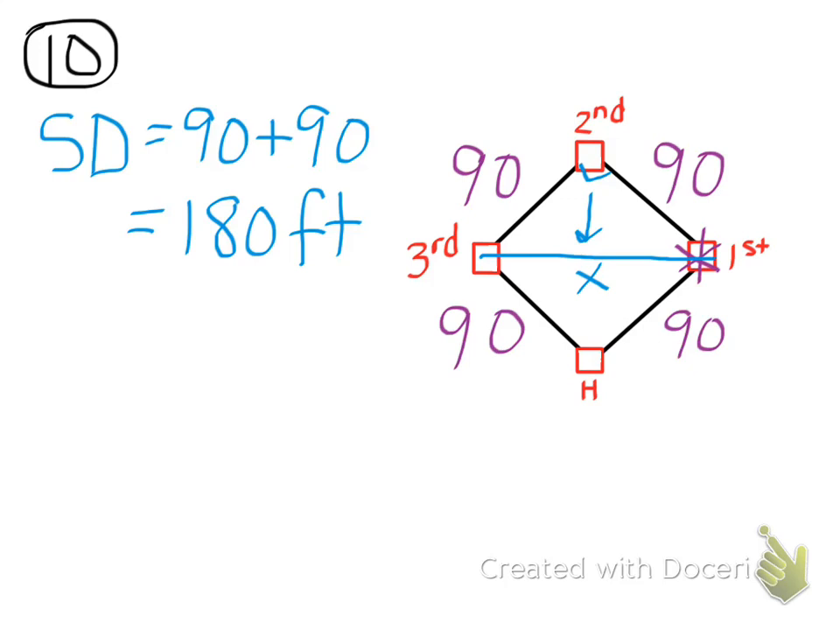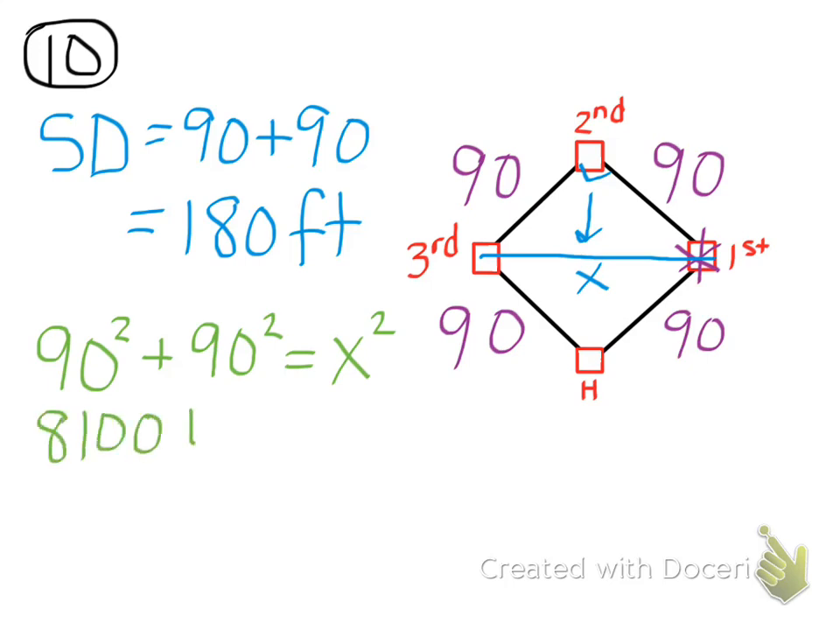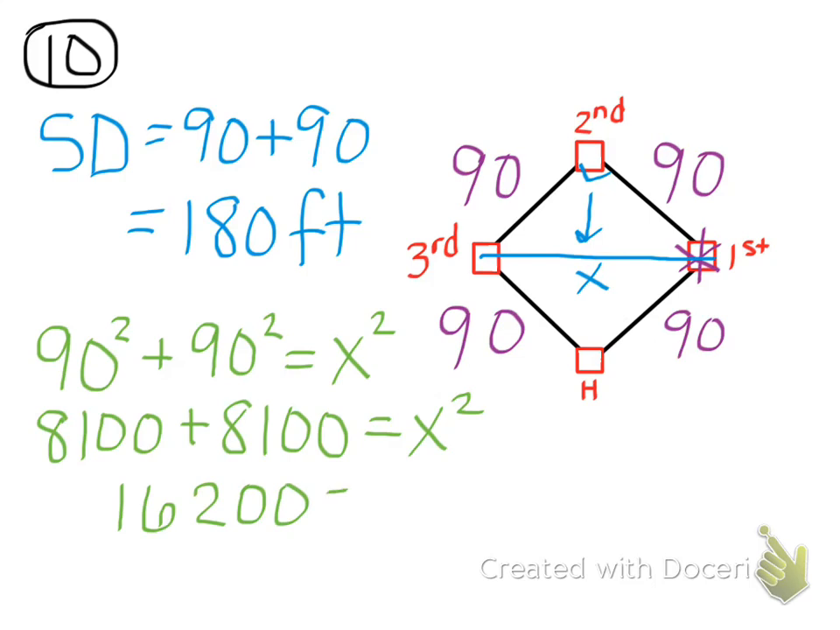So our leg squared is going to be 90, so 90 squared plus our other leg, which is also 90 squared, is equal to our hypotenuse, which is x squared. So 90 squared is going to be 8,100 plus another 8,100 is equal to x squared. And then when we add those two together, we get 16,200 is equal to our x squared.